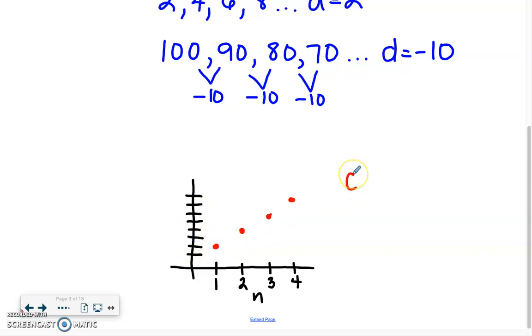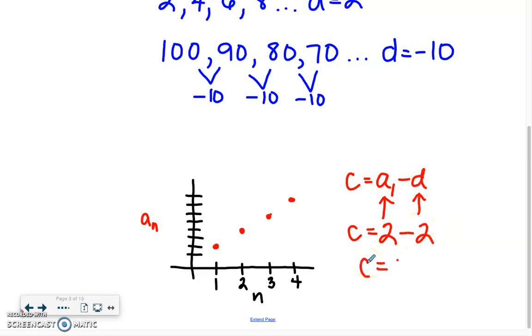So that C value said a1 minus d. And a1 is a notation for sequences that means the first term value. These would be over here called a sub n values. And so your first term value in this sequence is 2. And then d is your common difference. That's going to tell you what the pattern was. The pattern was to add 2, but we're going to subtract that value. So we're going to subtract 2. And so we would get C is equal to 0.